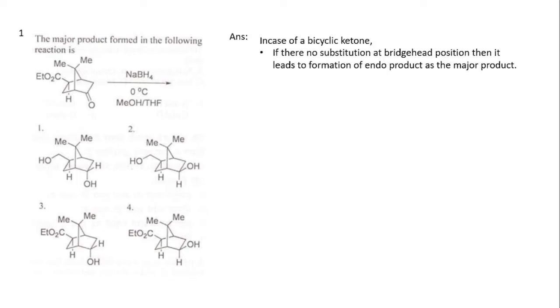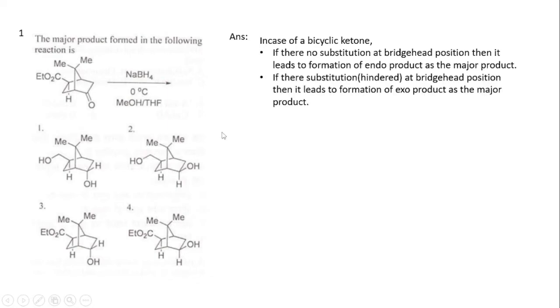In case of a bicyclic ketone, if there is no substitution at the bridgehead position, here, this is the bridgehead position, then it leads to the endo product. That is this product, the hydroxyl group at the axial position. If there is a substitution at the bridgehead position, then it leads to the formation of the exo product as the major product. That is this product. This hydroxyl comes at this equatorial position.